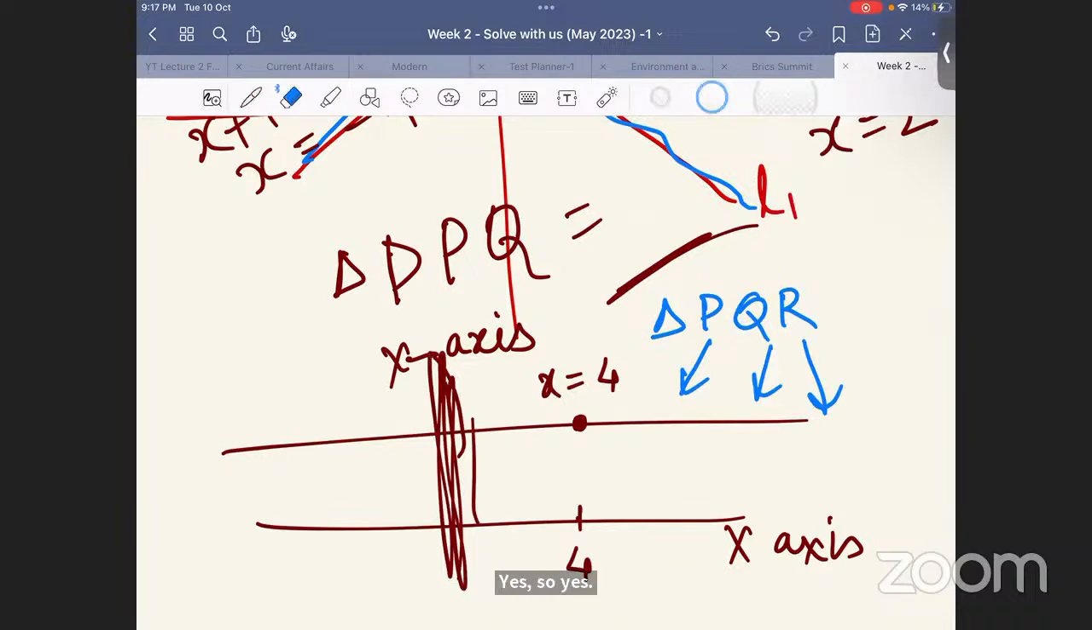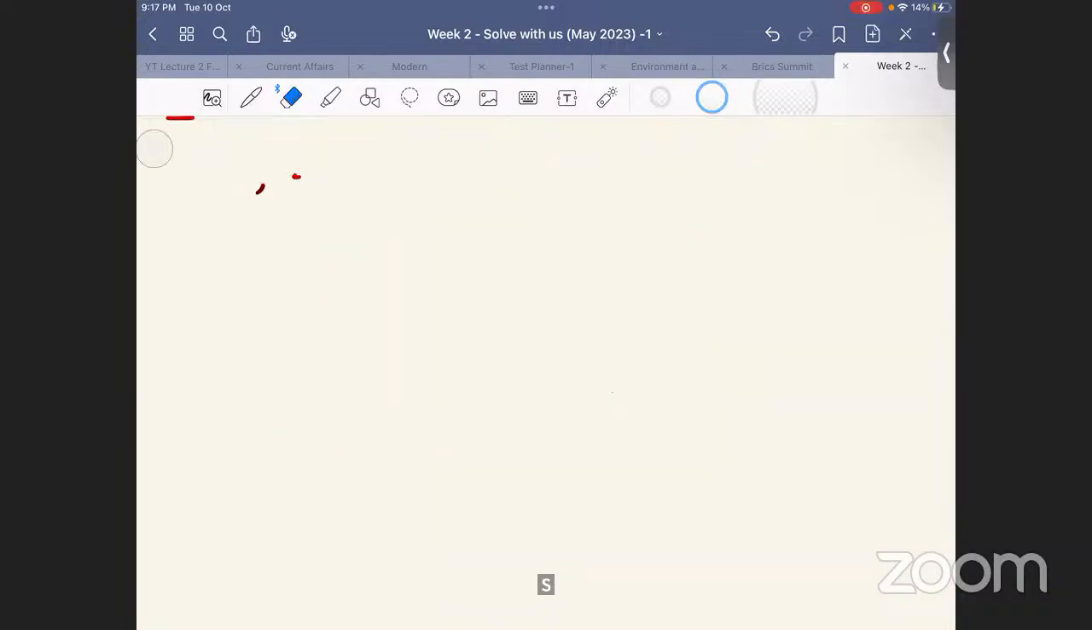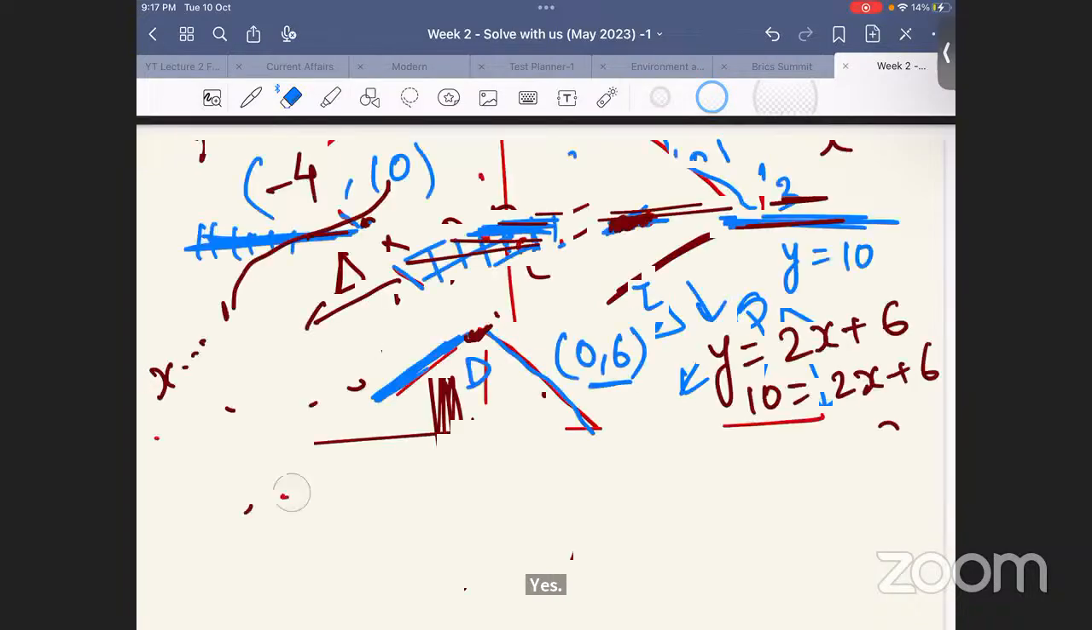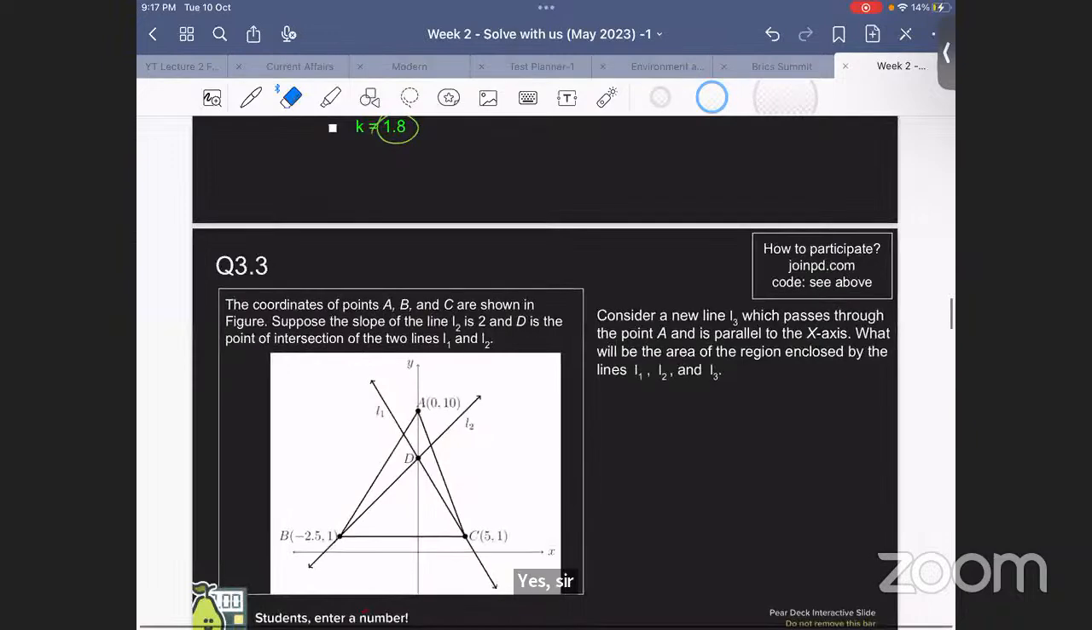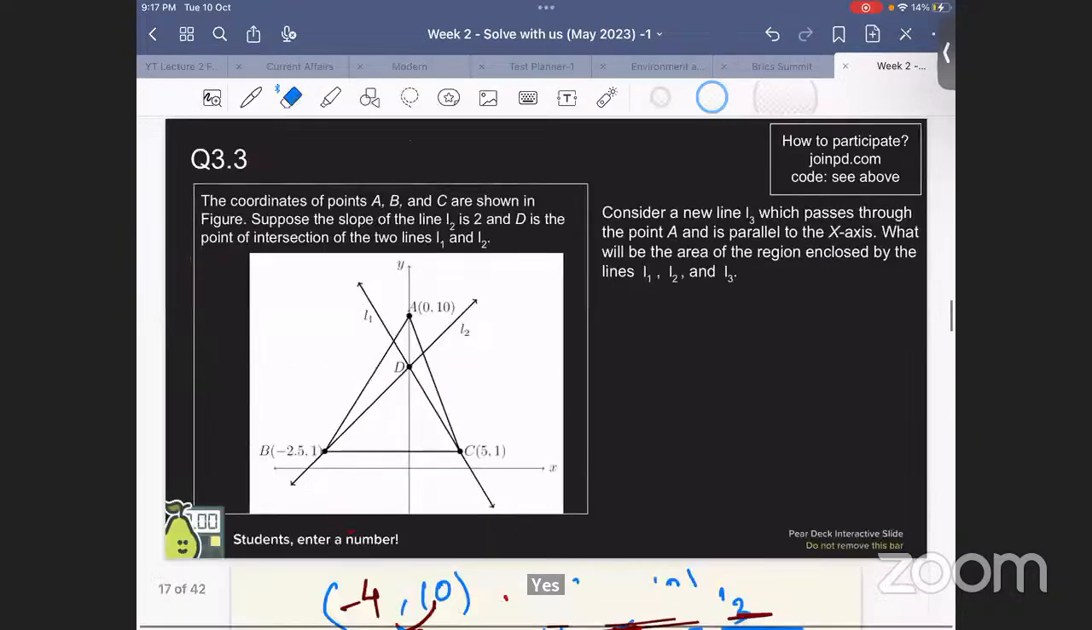Okay. Can we move to the next question now? So you can calculate the area of the triangle now. Shall we move to the next part? Okay. Let's move to the next question. So 3.3 we are done.